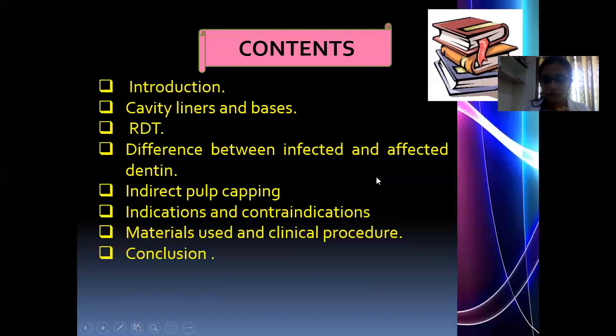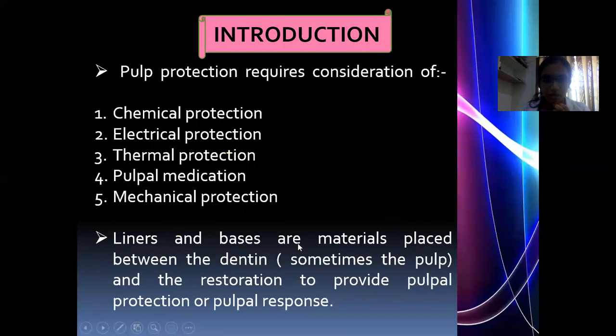Today, I'll be presenting a topic on indirect pulp capping. The contents of my topic are introduction, cavity liners and bases, remaining dentin thickness, difference between the infected and the affected dentin, what is indirect pulp capping, indications and contraindications for indirect pulp capping, the material used and the clinical procedure, and conclusion. So coming to the introduction, pulp protection requires the consideration of chemical protection, electrical protection, thermal protection, pulpal medication, and mechanical protection.